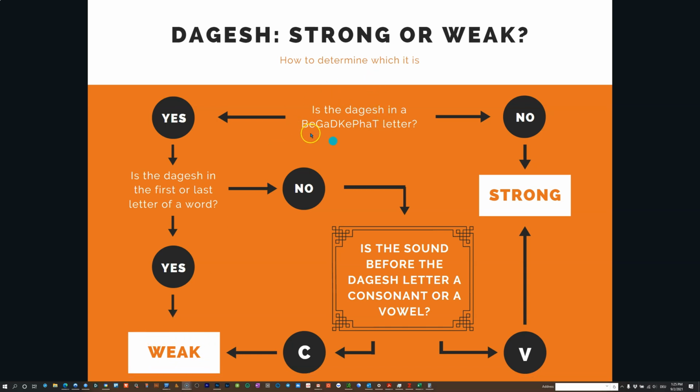What if it's in a Begad Kafat letter, but that letter is not the first or last letter of the word? Well, then we have to rely on this final rule. Is the sound before the Dagesh letter a consonant or a vowel? All right. If it's a vowel, if the sound before the Dagesh letter is a vowel sound, then that's going to be a strong Dagesh. If the sound before the Dagesh letter is a consonant sound, that is to say, it's basically preceded by a silent Shiva, I guess. If the sound before the Dagesh letter is made by a consonant and not a vowel, then that Dagesh letter will be weak.